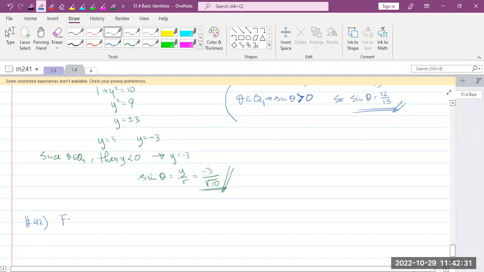Number 42, find secant theta if tangent theta is 7 over 24 and cosine theta is negative.